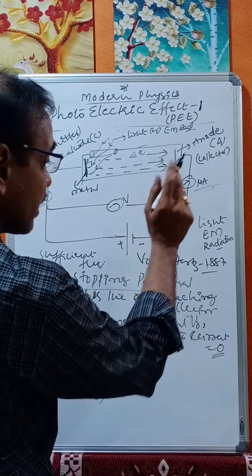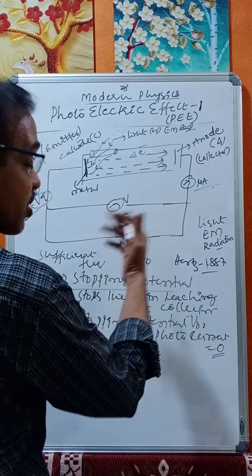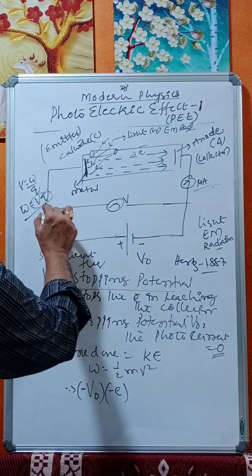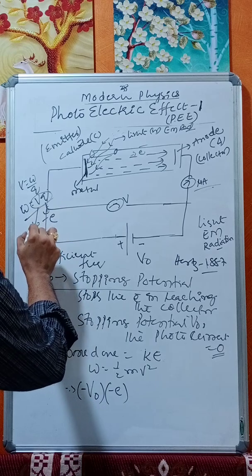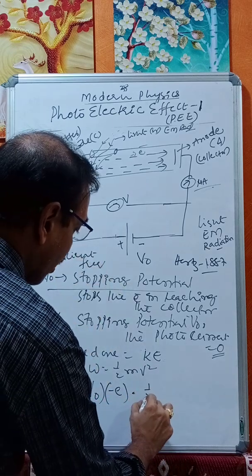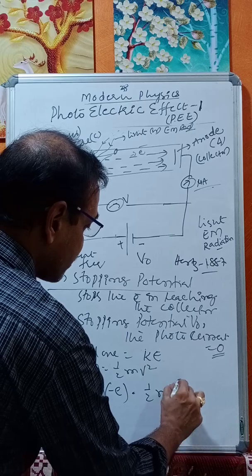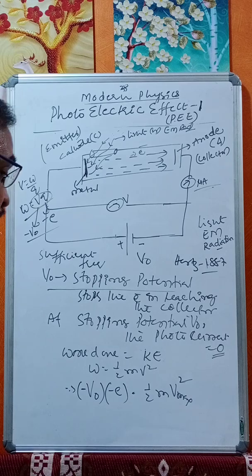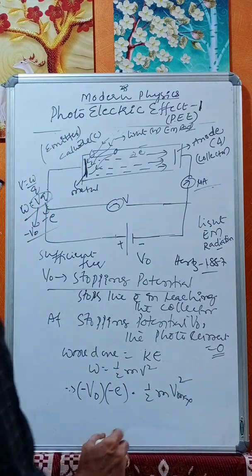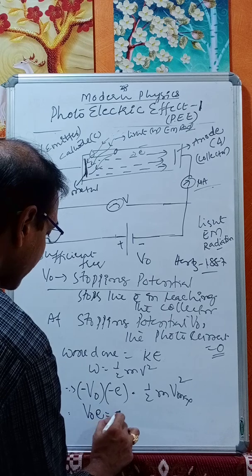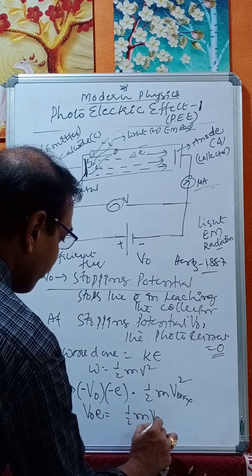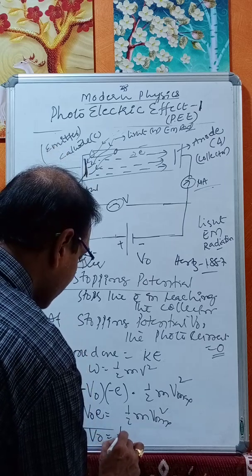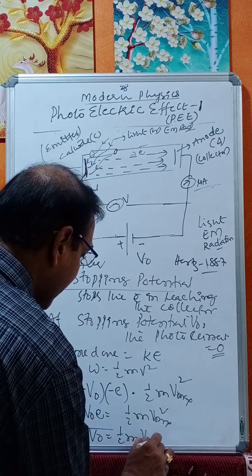We reversed the potential. Initially we had taken positive here and negative here, but now we have reversed it. Therefore, minus V0 into the charge of the electron, minus E. Q is equal to minus E. So minus V0 into minus E is equal to half m Vmax square, because the electron's maximum velocity becomes zero. This implies EV0 is equal to half m Vmax square.